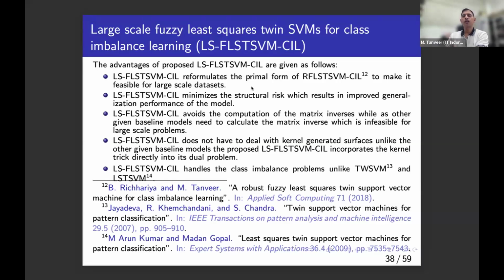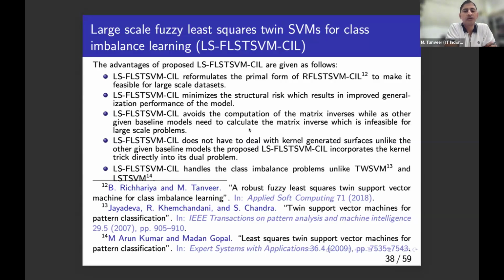The first advantage is that we reformulate essentially on similar lines as I started with the ITSVM. We reformulate in this manner so that our algorithm is feasible for large scale data. And it minimizes the structural risk, which results in improved generalization performance. It also avoids the computation of matrix inverse, while the other baseline models need to calculate the matrix inverse, which is infeasible for large scale data.